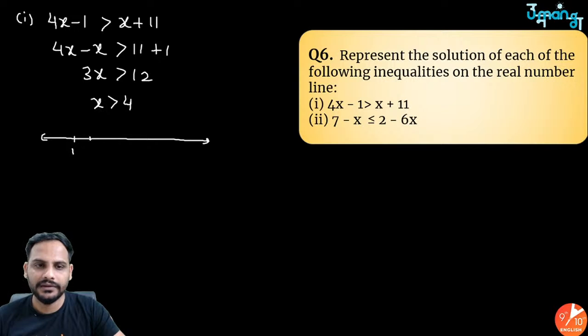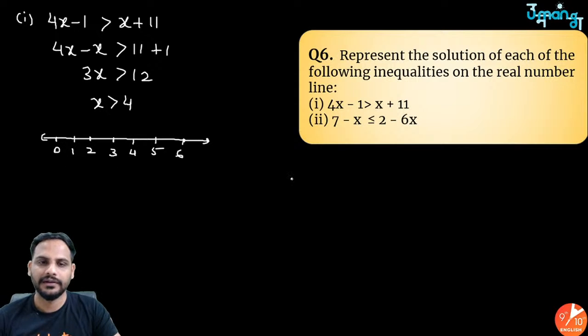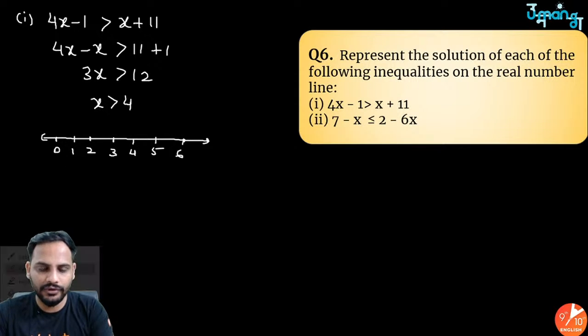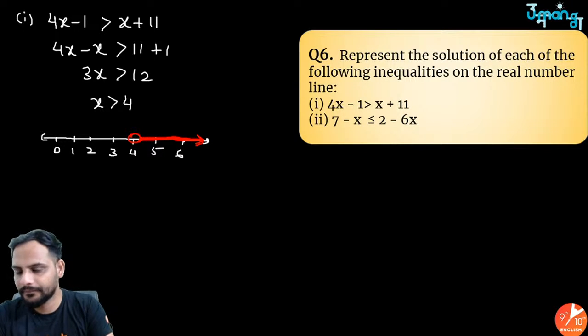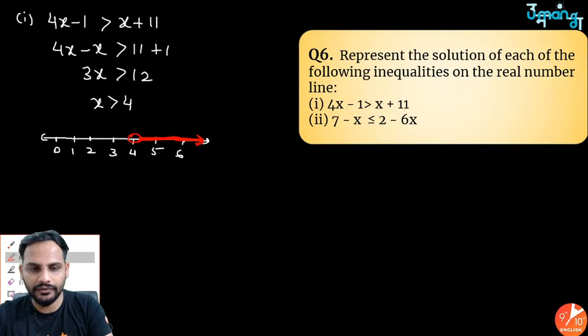Let's say this is 1, 2, 3, 4, 5, 6. Okay, 0 is over here like this. So x should be greater than 4. 4 is not included. So hollow circle at 4 and in this direction. Simple. Hollow circle at 4.